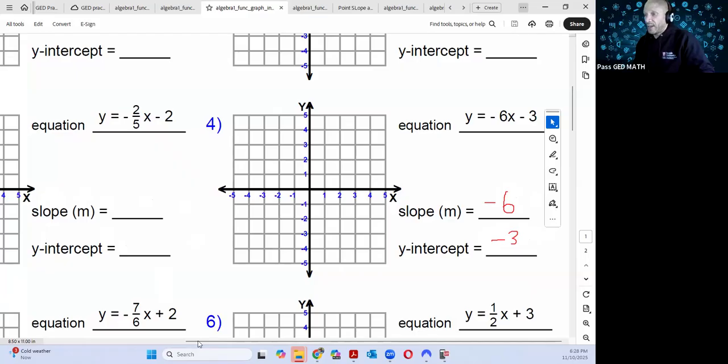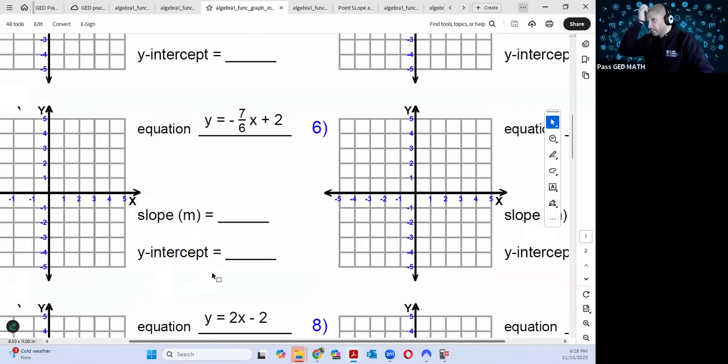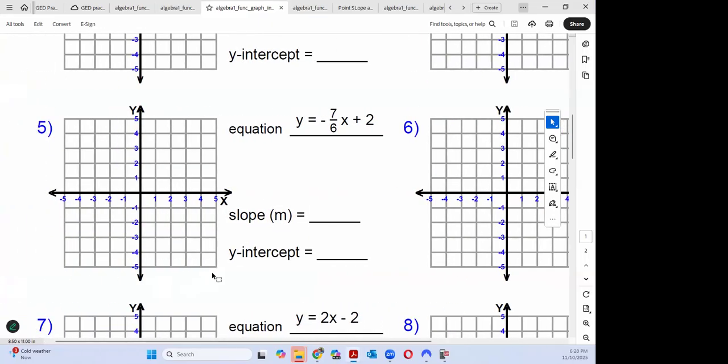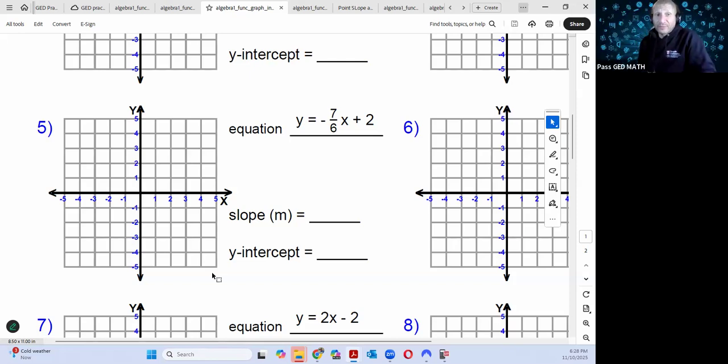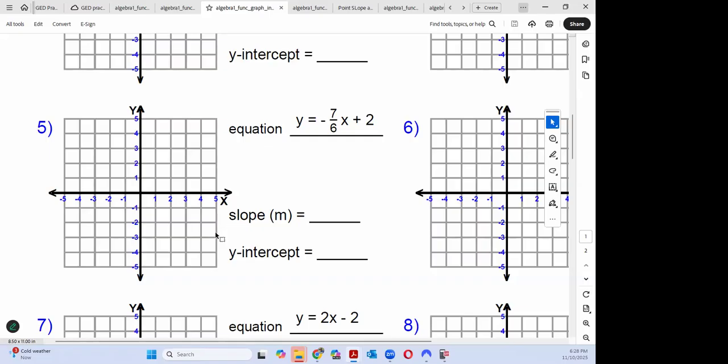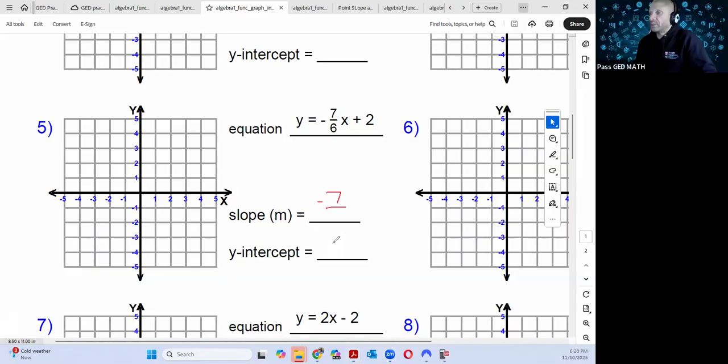Anna? Number 5. Can you hear me? Yes. What is the slope? Negative 7. What's the y-intercept? Negative 2. Perfect.